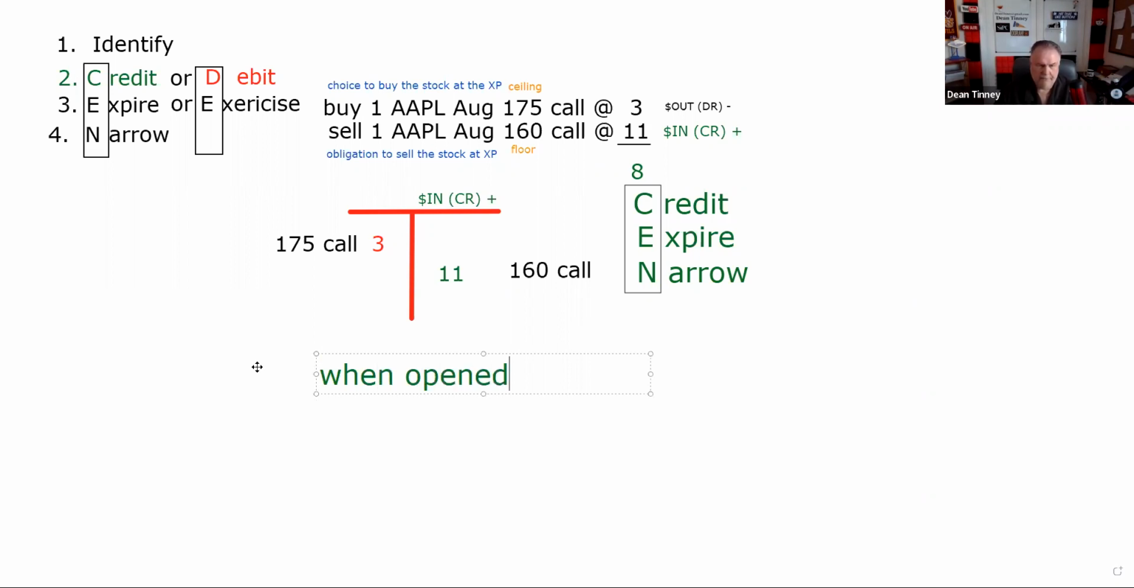And so when we open the spread, we paid out 3. Well, let's put that in red. And we brought in 11. And so we established this for a net credit of 8. I'm just showing that to you here. Let me put my line here. Boom.